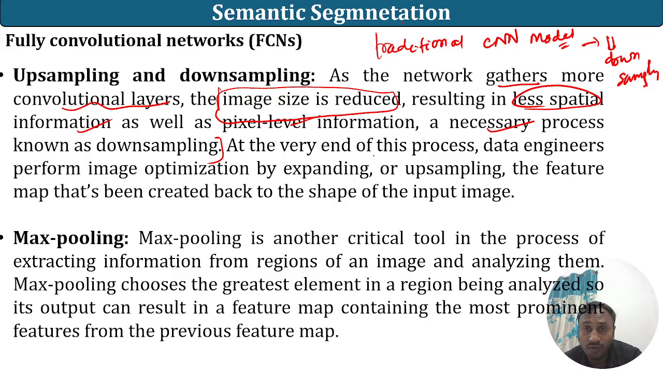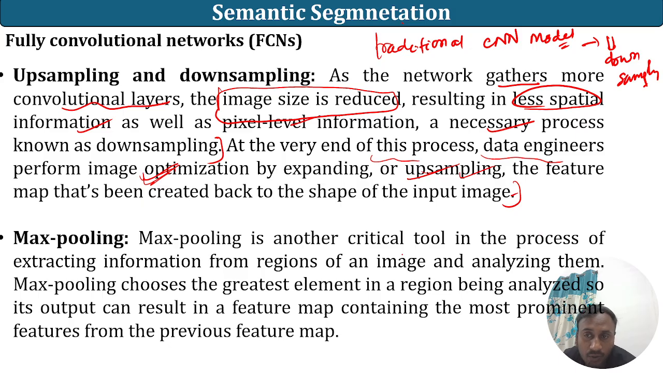At the end of this process, we perform upsampling, expanding the features to create a shape matching the input. We want the feature map to get back to the original size, so we do the upsampling, or image optimization. If you come across both terms, don't get confused: image optimization and upsampling are the same thing.